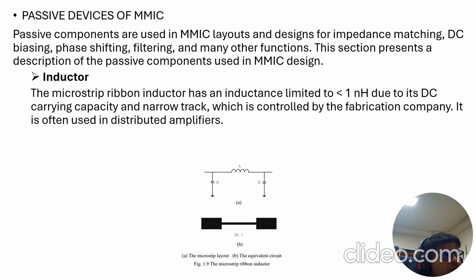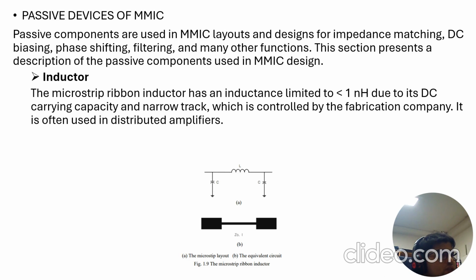Talking about passive devices of MMIC. Passive devices are devices that don't need an additional external source to operate. They can be like inductors, capacitors, resistors that don't need an external source to function. So in MMIC there is also a composition of passive components used. They are designed for impedance matching, DC biasing, phase shifting, filtering, and many other functions. This section presents a description of the passive components used in MMIC design.